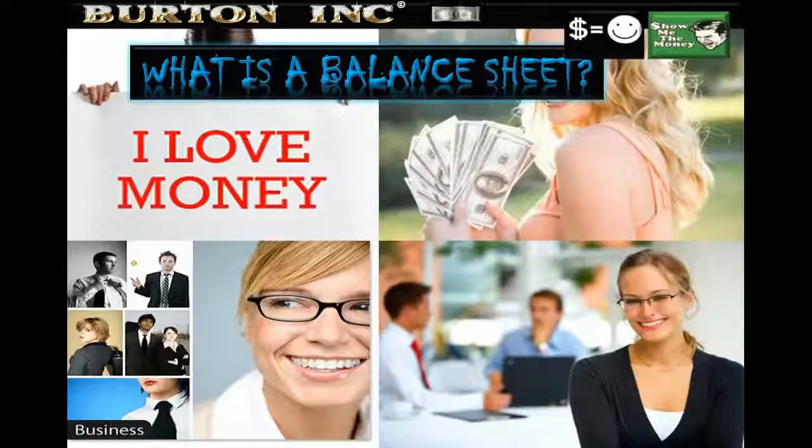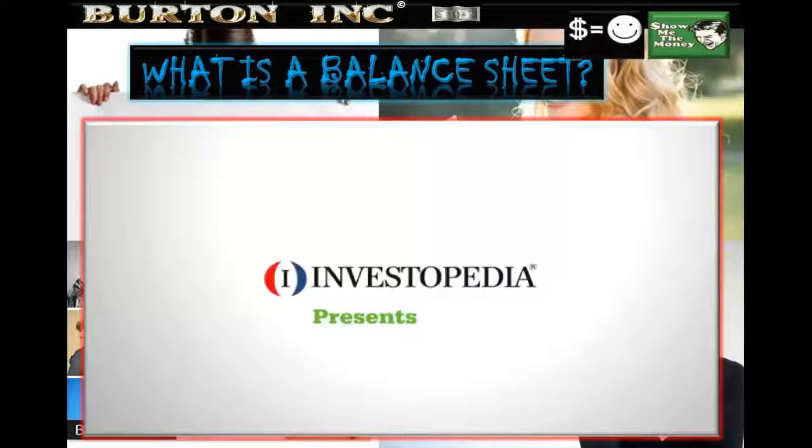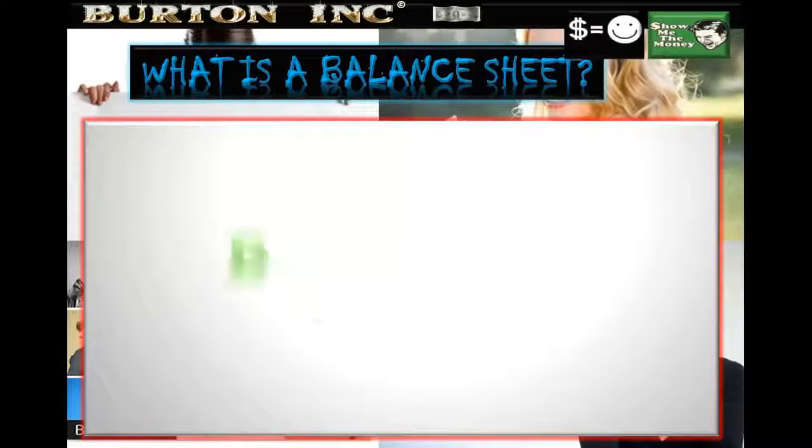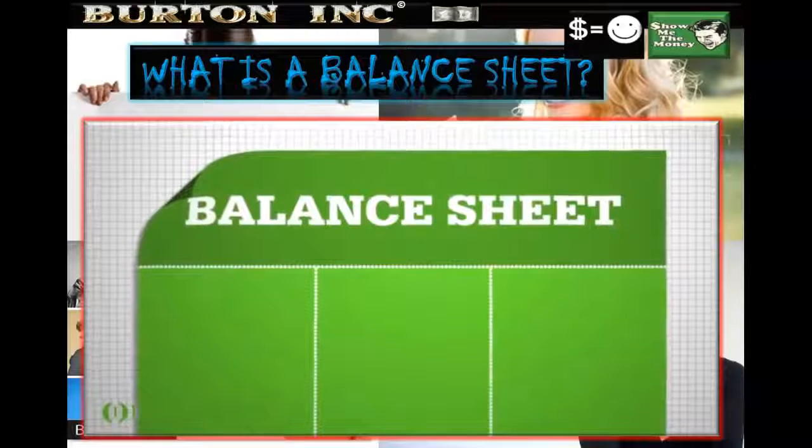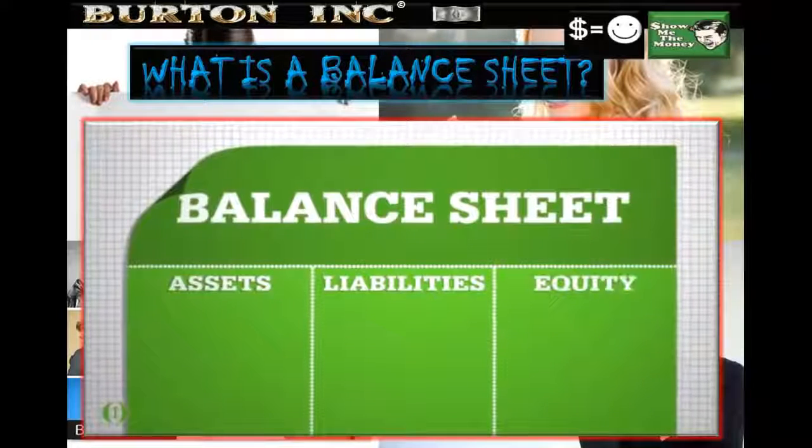What is a balance sheet? Critical question. Let's answer it. A balance sheet is a statement of net worth. It's broken up into three sections: assets, liabilities, and equity.